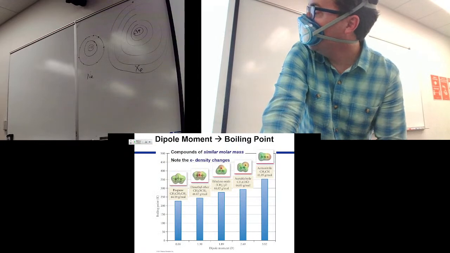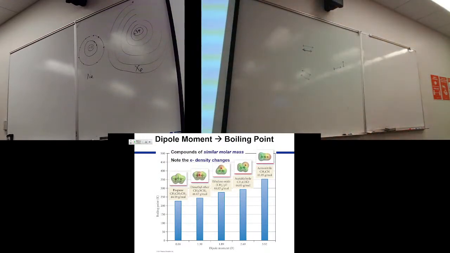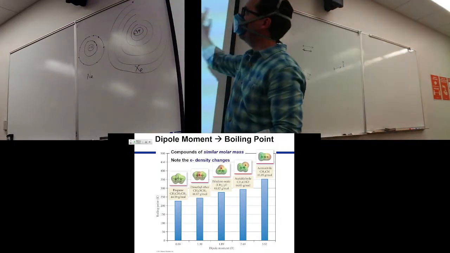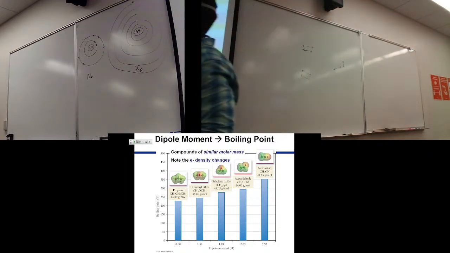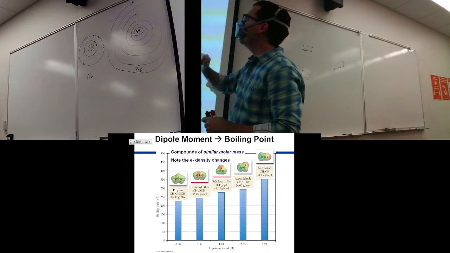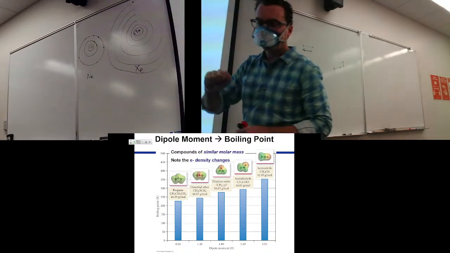We've seen this already. This is a chart that shows how as you make the dipole moment stronger, you are increasing the boiling point. And again, it doesn't look like much, but this is going down to 0. So the scale is humongous. Yeah, there's a big difference in boiling point here.